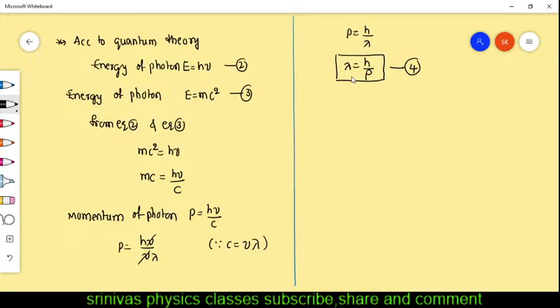But de Broglie assumed this is for the light wavelength. Previously, de Broglie gave the direct formula: a particle of mass m moving with velocity v has an associated wavelength h by mv or h by p. This is the de Broglie wavelength, the matter wavelength, but this is the light wavelength. Both are equal, right? From equation 1 and equation 4, we say that the de Broglie matter wavelength is equal to the wavelength of radiation, right?